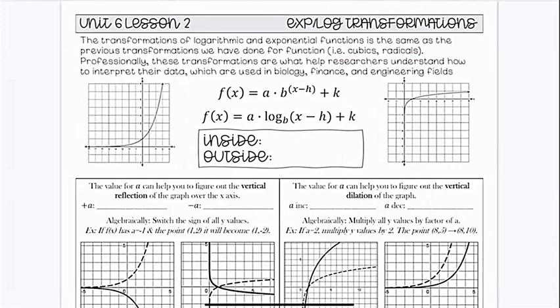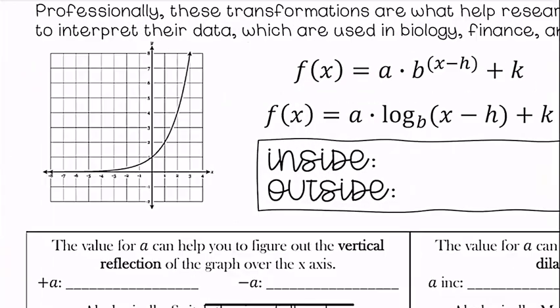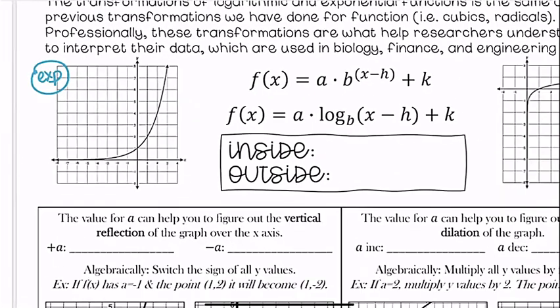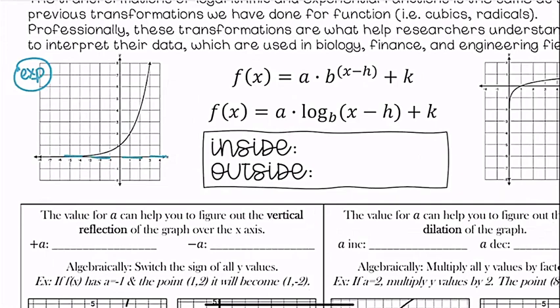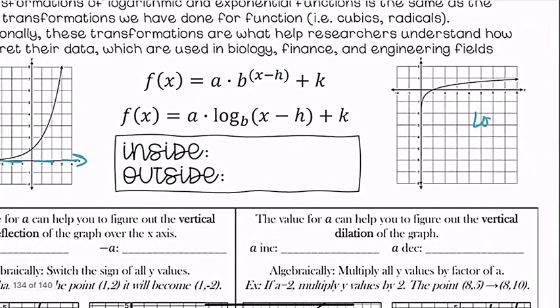biology, finance, and engineering. Up at the top here, I have some parent functions. This one is exponential. And you can tell because we have that horizontal asymptote right there. And then this one is log. And you can tell because we have that vertical asymptote right here.